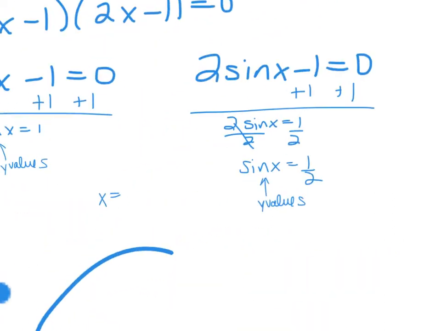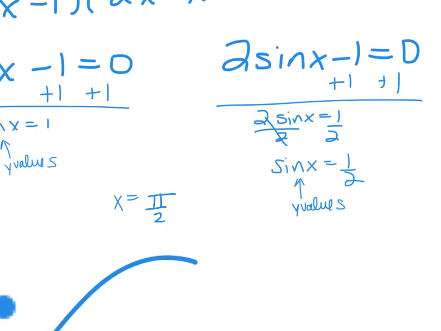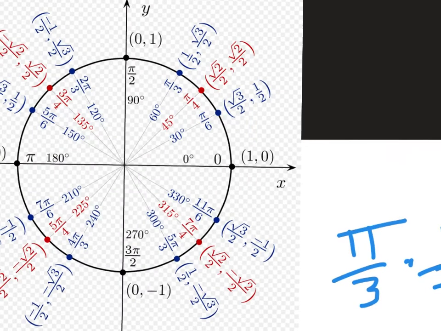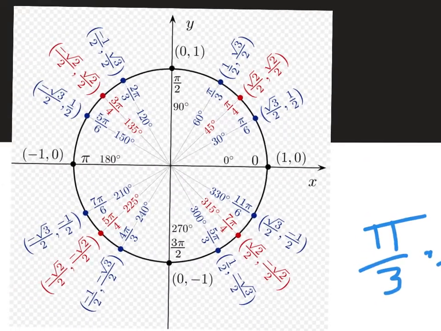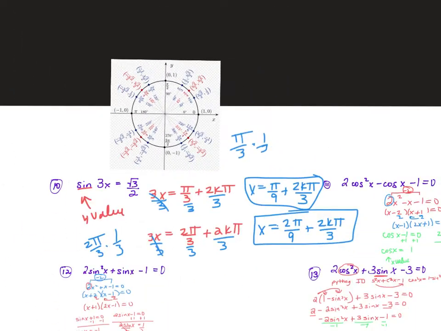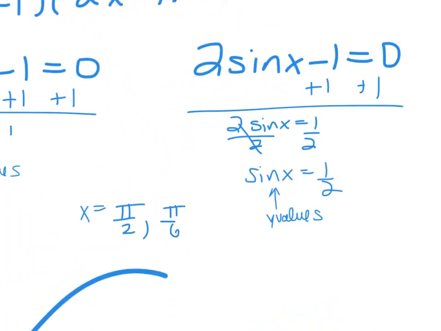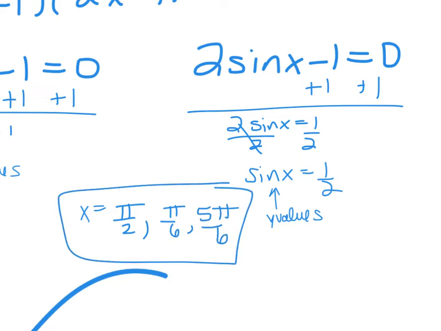So x equals pi over 2. And then I need where y values are 1/2. And that's going to be at pi over 6 and at 5 pi over 6. So we have pi over 6 and 5 pi over 6. And box your answer.